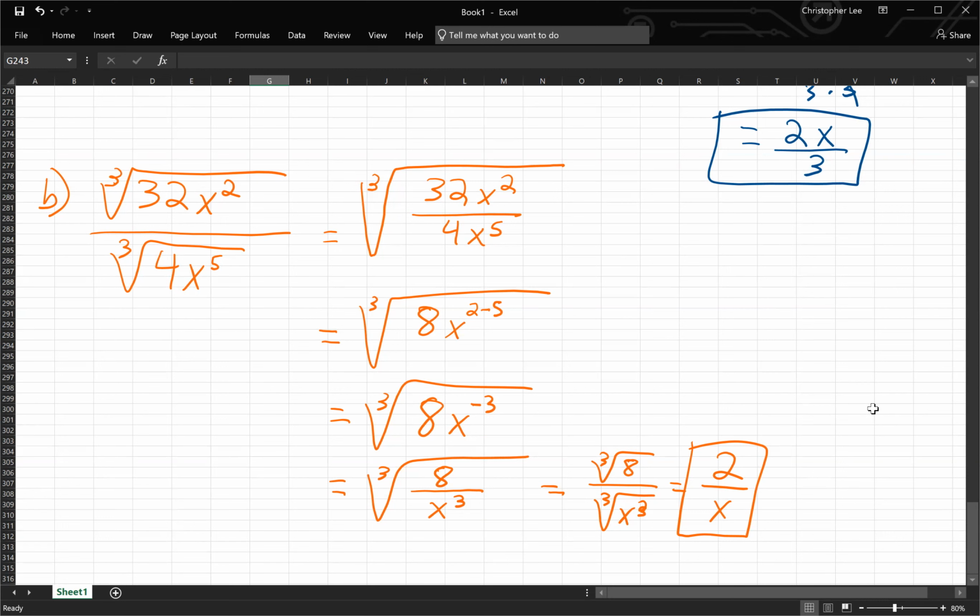The 2 over x. So individually, I did the cube root of 8, which is 2, and then the cube root of x to the third power, which is just x. It just leaves it. Good? It gets easier, I promise.